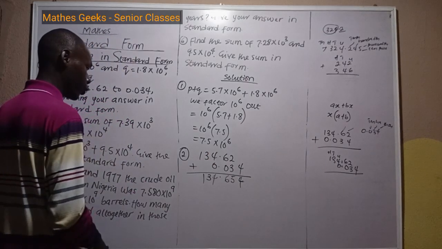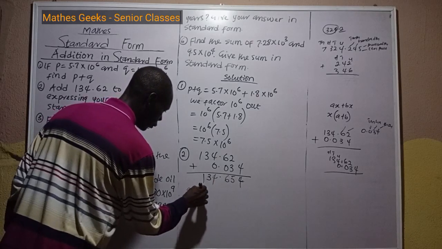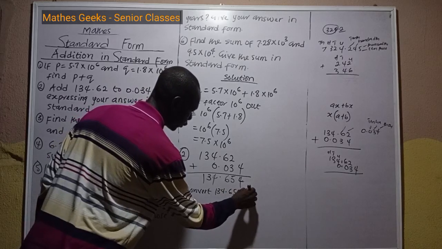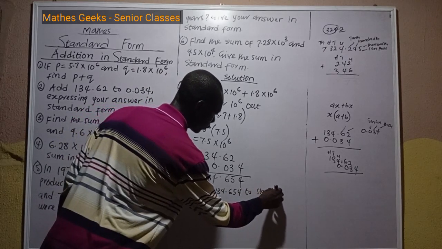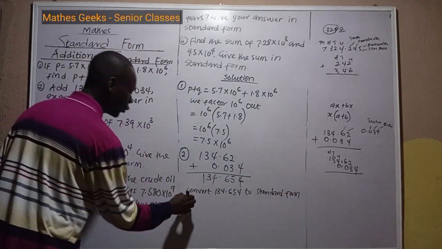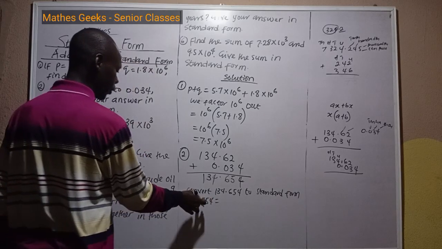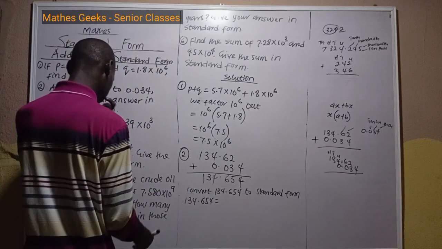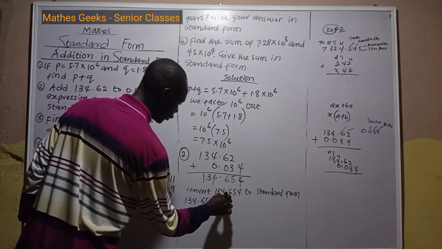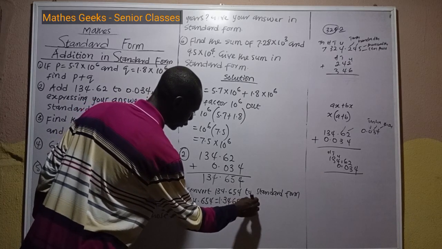But it's not a standard form. So what do you do? Convert 134.654 to standard form, or write it in standard form. So 134.654 is equal to, the decimal point is already here. So if you move it backwards, you're going to make that movement 2 times. That's 1, 2. That will give us 1.34654 times 10 raised to the power 2.